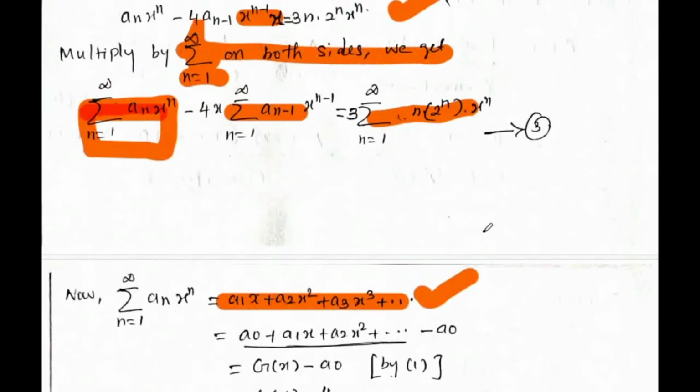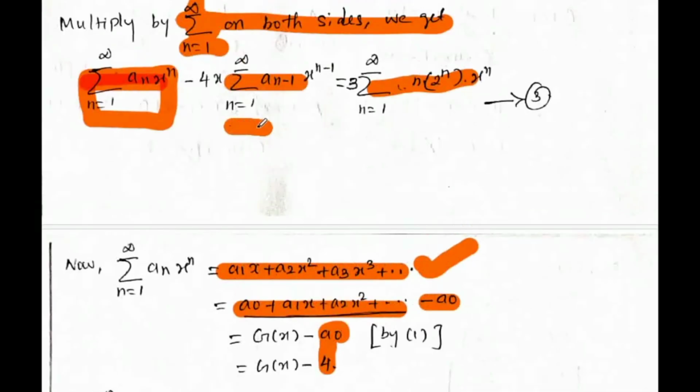What is g(x)? The g(x) term is a_0 + a_1 x + a_2 x^2. But here we have a_1 x + a_2 x^2, so the a_0 term is missing. So we add and subtract the a_0 term in this equation. We get a_0 + a_1 x + a_2 x^2 and so on, minus a_0.